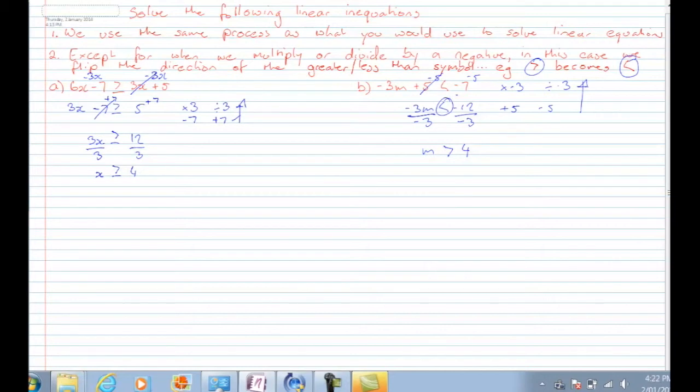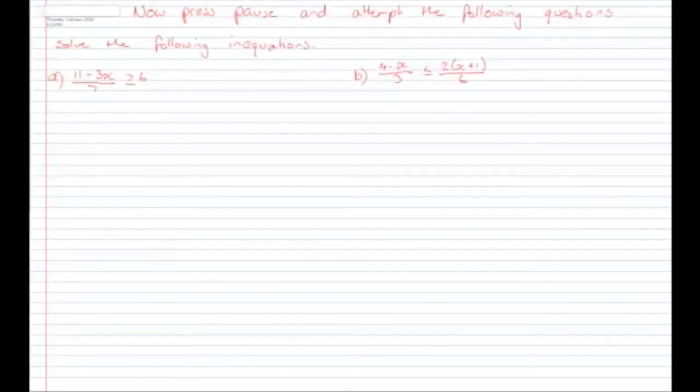So, like I said, once again, when we divide by the -3 or we multiply by a negative, what we need to do is flip the direction of this symbol. Everything else is the same. Okay, so now it's time to press pause once again and attempt the following questions. Remember, once you've done, press play again to check them against my solutions.